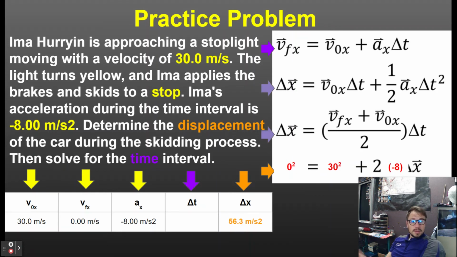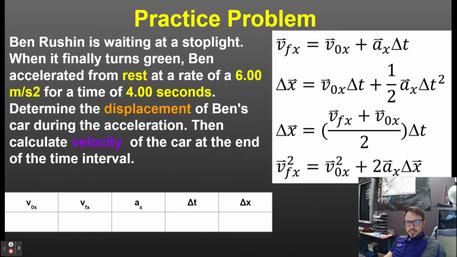But I'm going to use the top one, because if I use those middle two and I calculated delta x incorrectly, I'm going to get that time interval incorrect. So I plug everything in: 3.75 seconds.